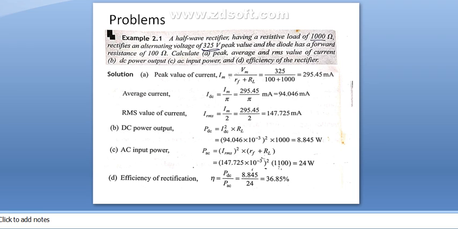So in this problem, the given values are V maximum, RL and RF. So here the peak current, average current and RMS value of currents, DC power, AC power and efficiency we have to calculate.